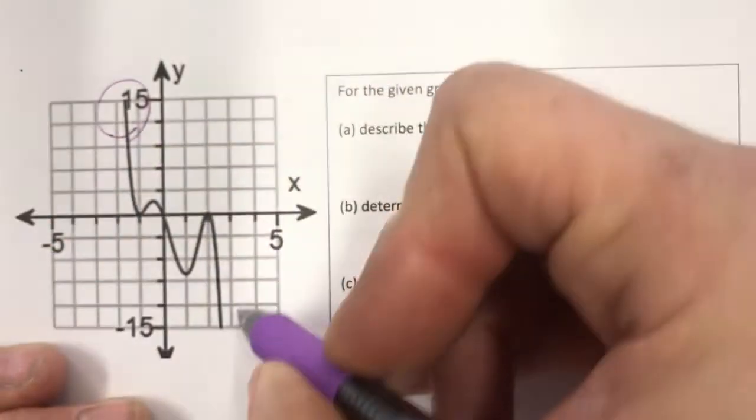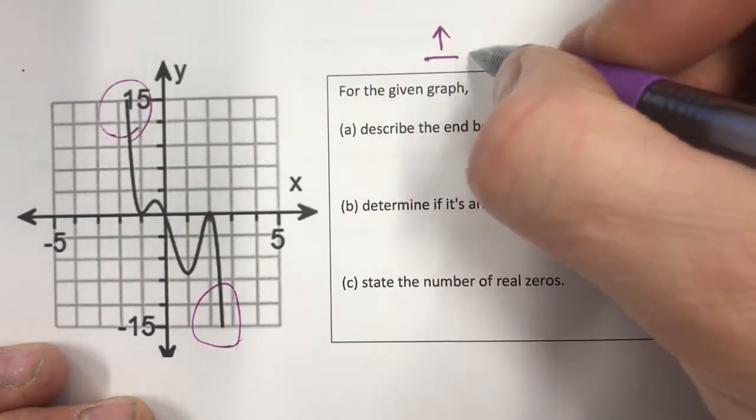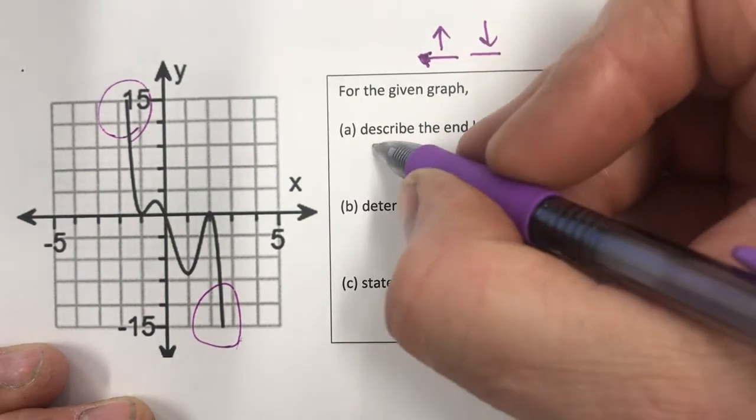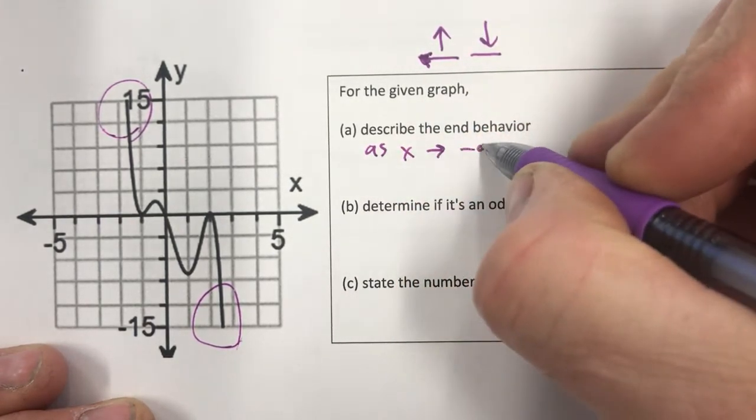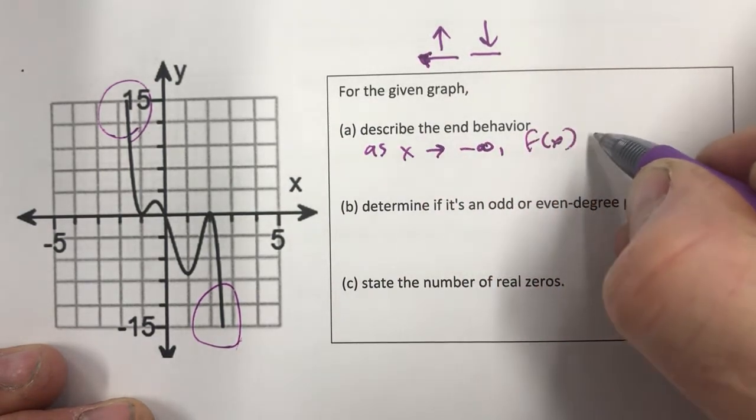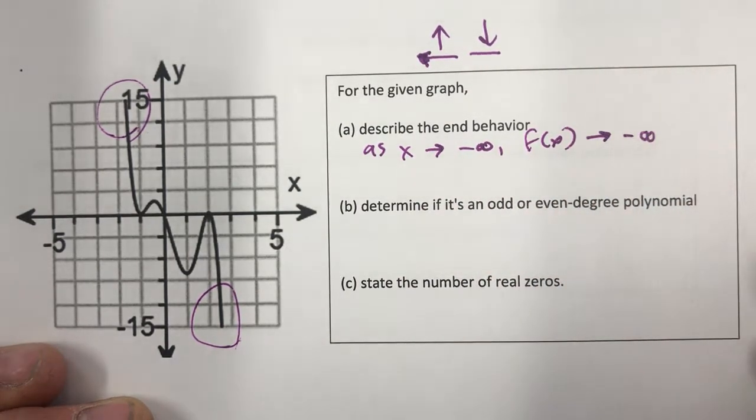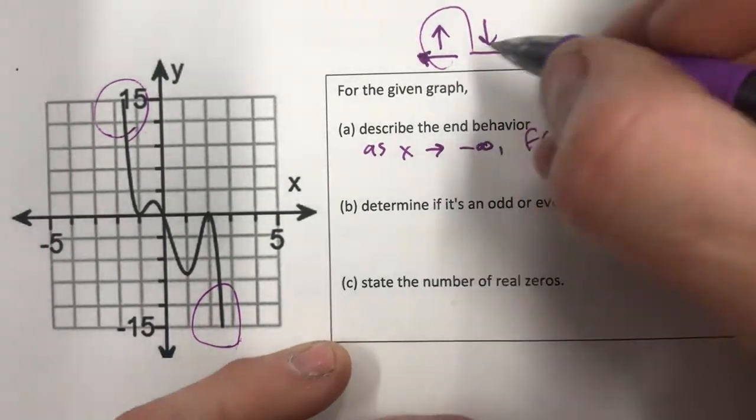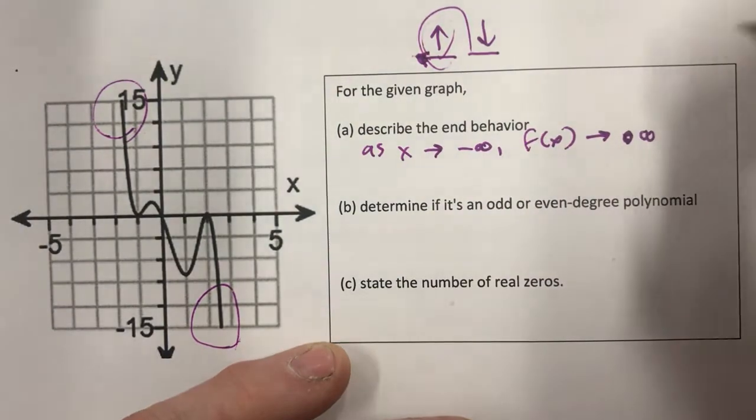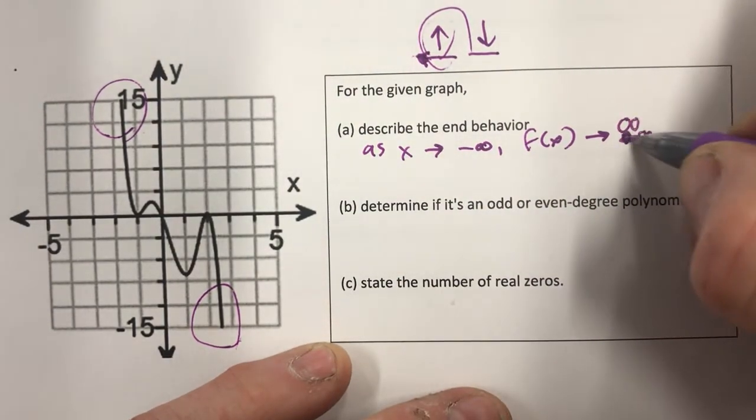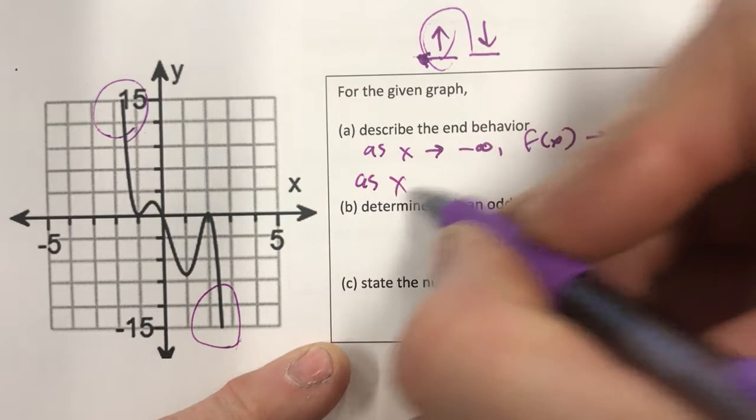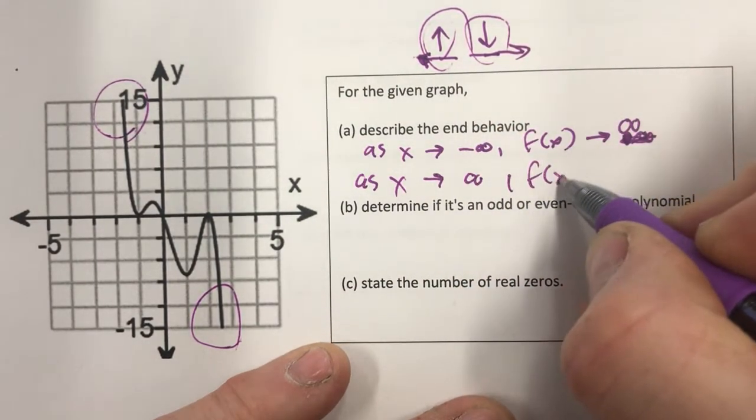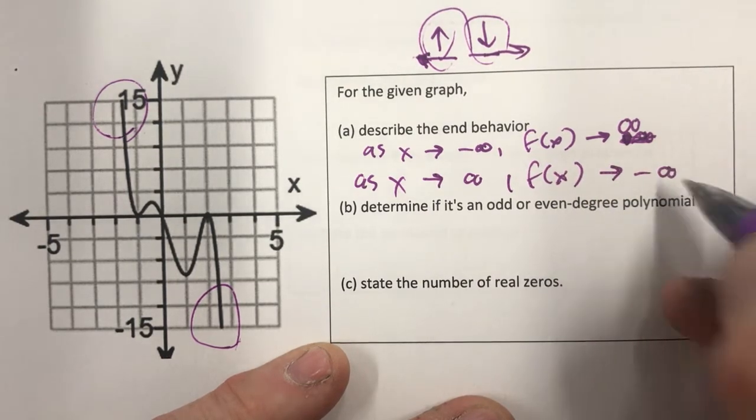All right, the left side's going up, the right side's going down. So as we go to negative infinity here, as x approaches negative infinity, the function of x is going down. I'm sorry, it's going up. So as x goes this way, this is going up, so it's going to positive infinity. As x approaches infinity, as we go this way, well, this is going down. So f of x approaches negative infinity.